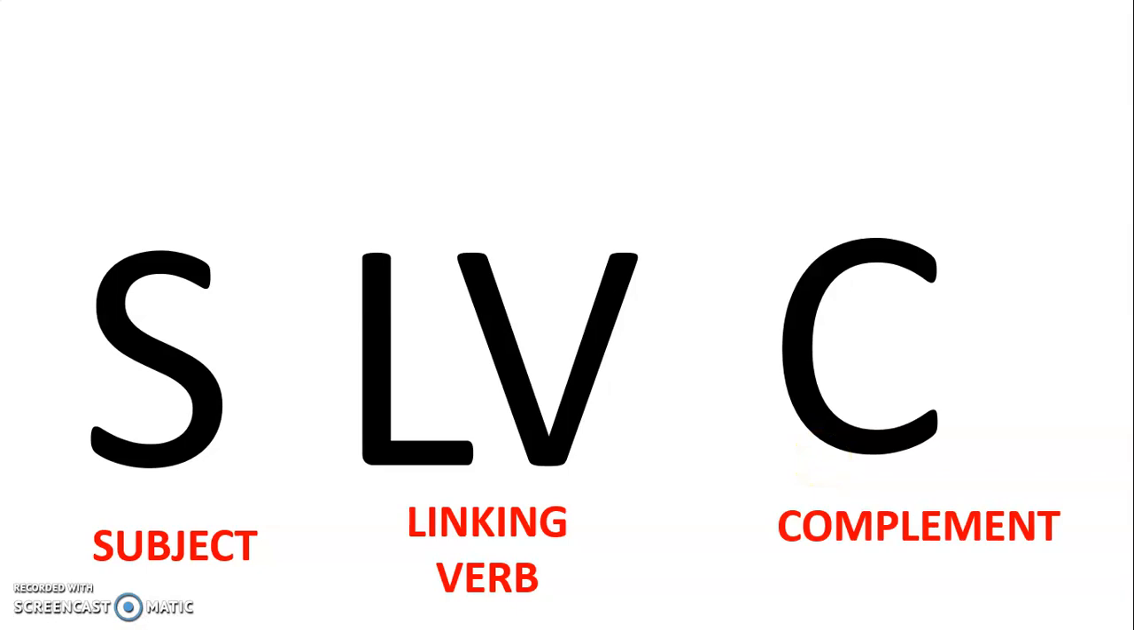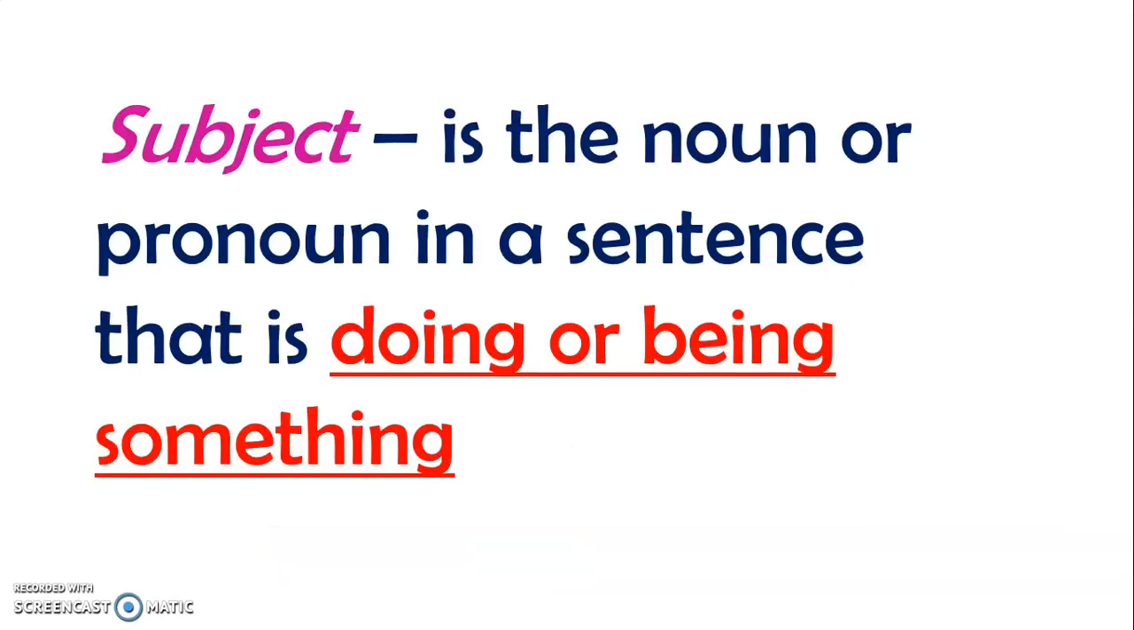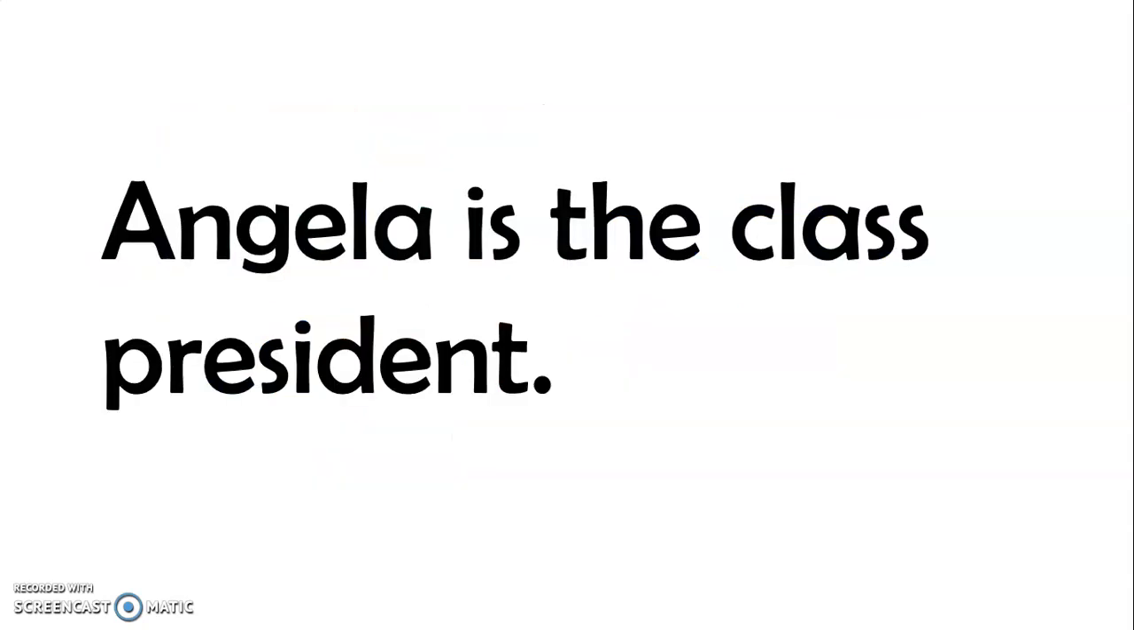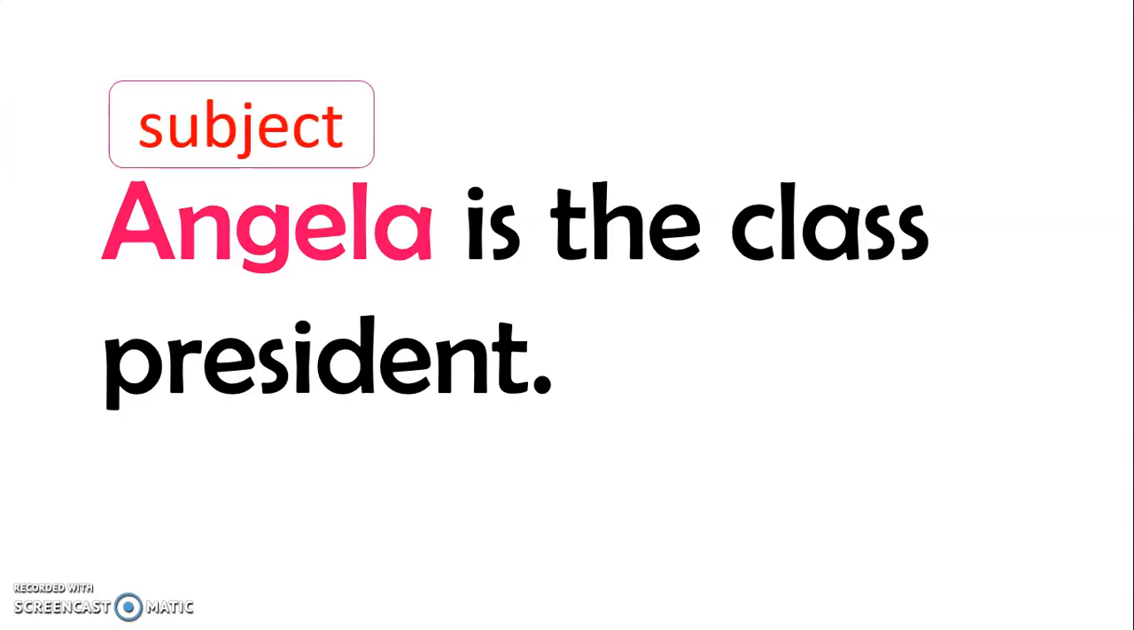So let's put it into chunks and discuss each. Let's start first with the subject. The subject is the noun or pronoun in a sentence that is doing or being something. So, for example, in the sentence "Angela is the class president," we all know that the subject in the sentence is Angela. So that's it. The SLVC sentence pattern always starts with the subject.